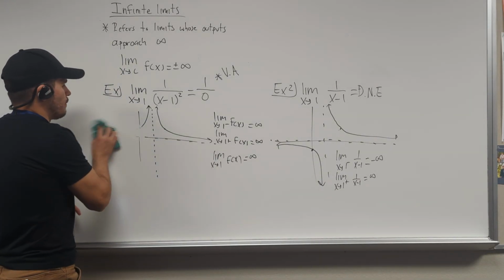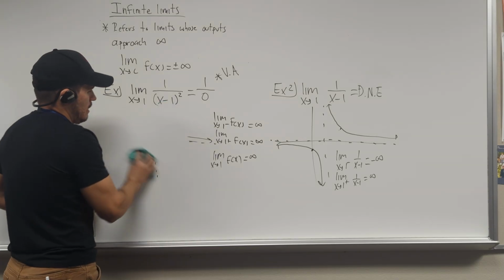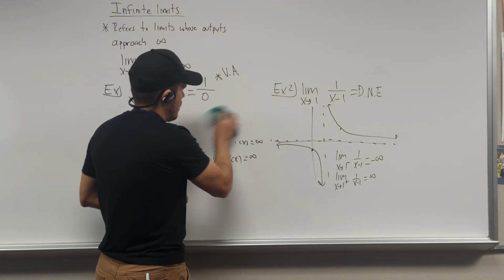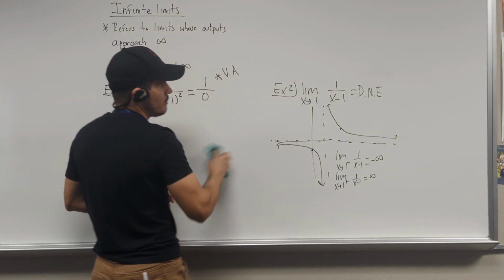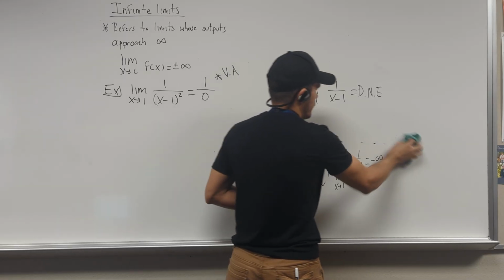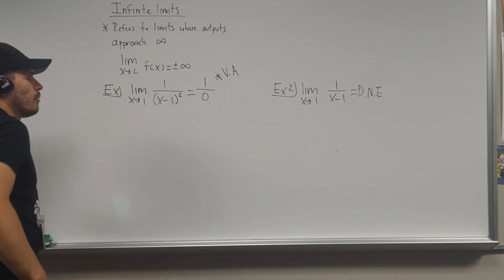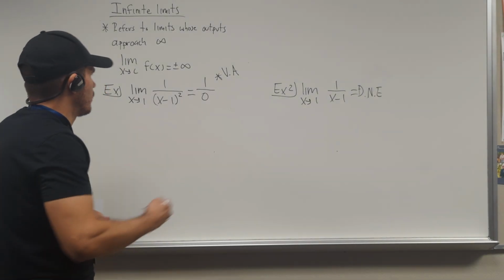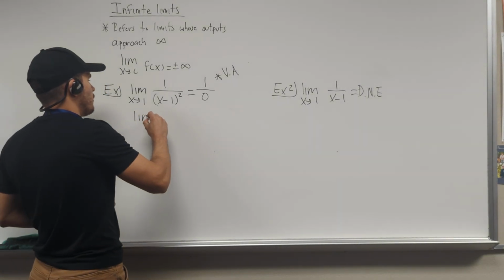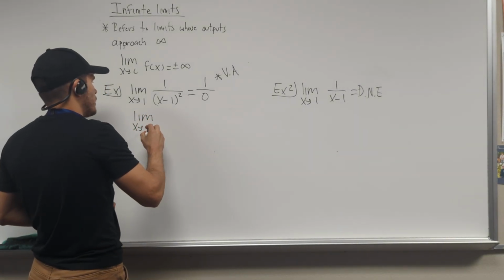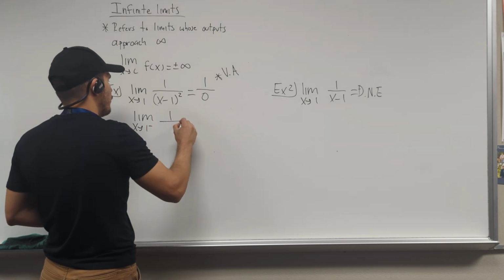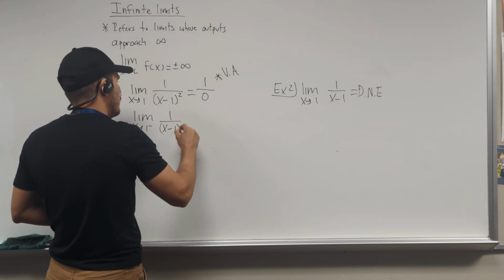Okay? So let's go ahead and erase both of these graphs. And the other technique, once you know it's a vertical asymptote, involves looking at it from the perspective of left and right. So the limit as x approaches 1 from the left of 1 over x minus 1 squared.